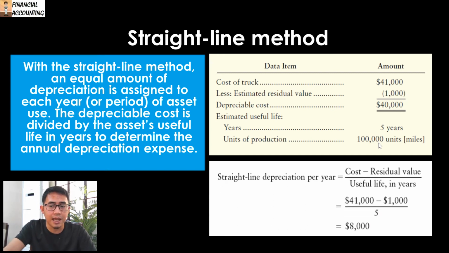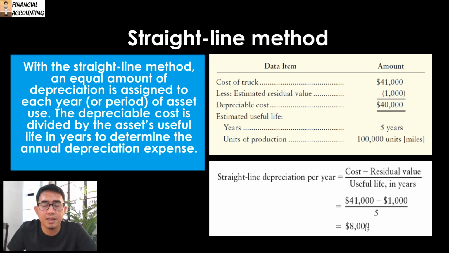So for straight line depreciation, this is the formula. Remember this formula: straight line depreciation per year equals cost minus residual value over useful life in years. That is the formula for the depreciation of an asset under the straight line method. In this case, our cost is $41,000, our estimated residual value is $1,000, and our estimated useful life is 5 years. So we have $8,000 as our yearly depreciation.